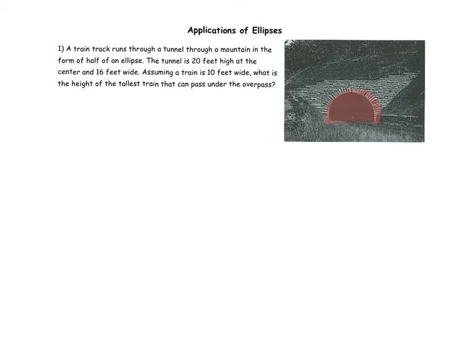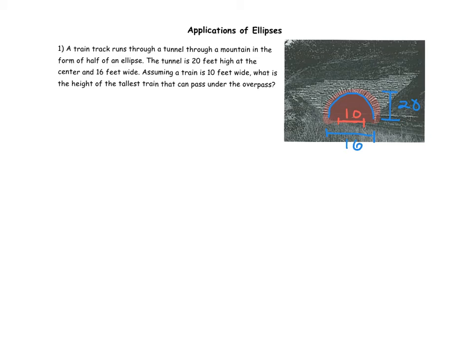Okay. We have the tunnel is 20 feet high. So here is my half of the ellipse. Let's draw that in. Half of the ellipse. And we're at 20 feet high. And from the center, which we know, okay, it's 16 feet wide, so we know from here to here is 16. Assuming the train is 10 feet wide, so our train is going to fall within here, somewhere at 10 feet wide. What is the height of the tallest train that can pass under the overpass?